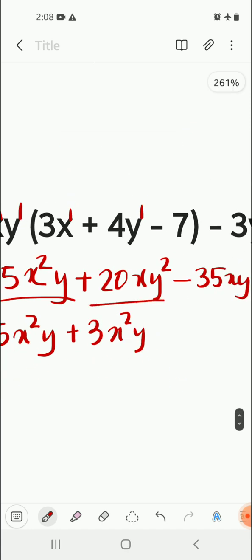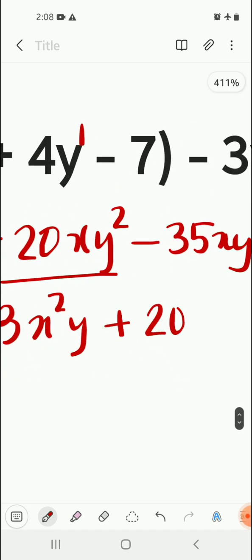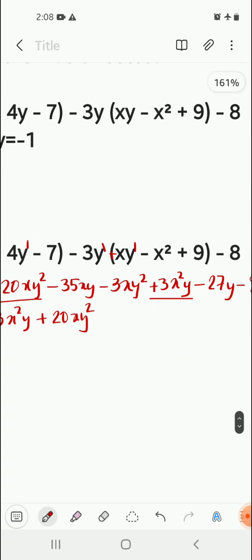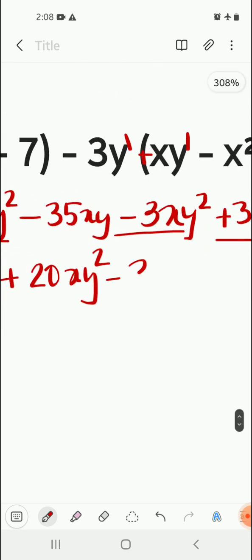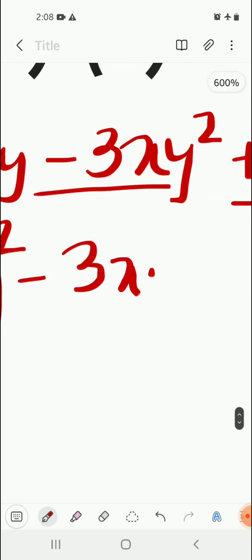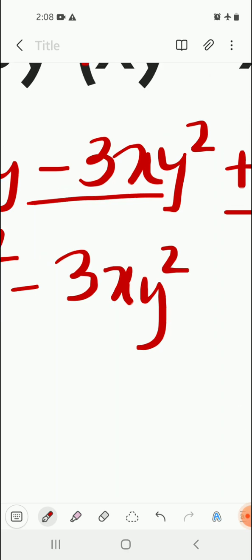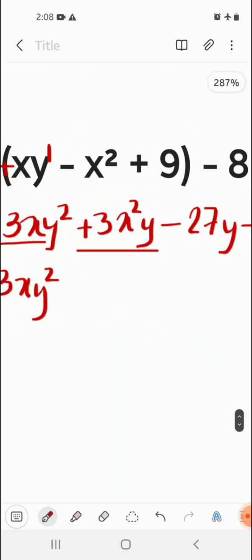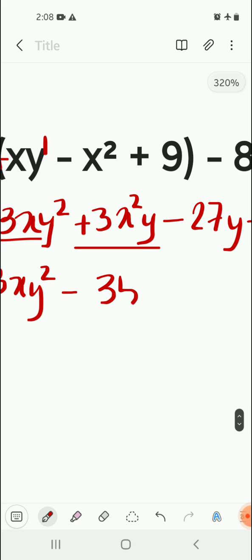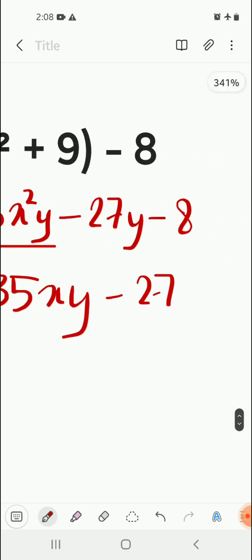Moving on, 20xy square. Search for xy square. So we've got xy square here. So we're going to place it here, minus 3xy square. After this, minus 35xy will be written as it is. Then minus 27y, and finally minus 8.